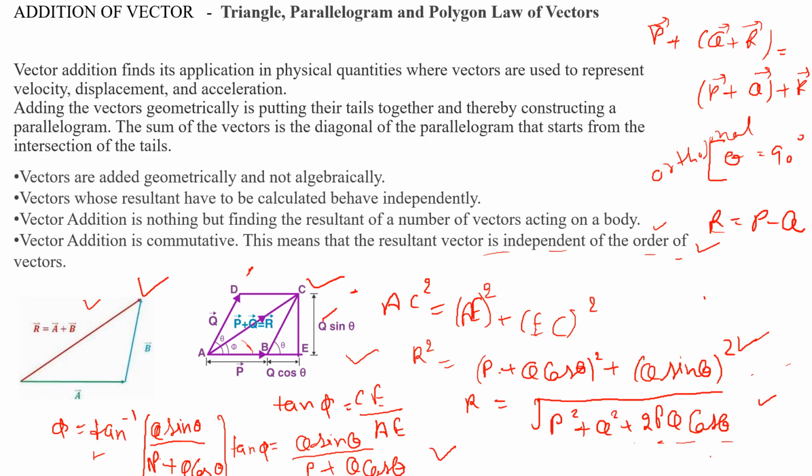Next, the resultant of 3 non-coplanar vectors can never be 0, or the minimum number of non-coplanar vectors whose sum can be 0 is 4.